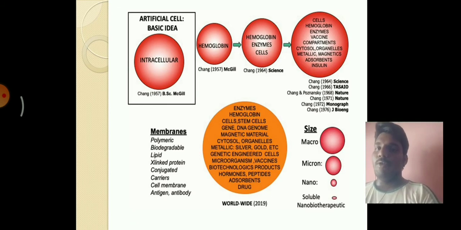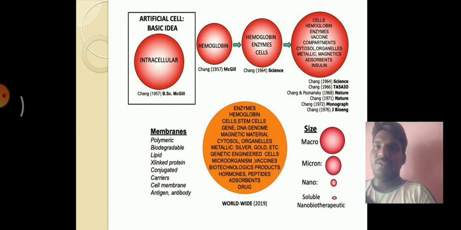For example, we can encapsulate pancreatic cells in the artificial cells and inject these cells into our human body. The pancreatic cells present in the artificial cells are going to release insulin when the glucose level is increased in our body. These artificial cells are available in different sizes: macro, micro and nano. Based upon the cellular content we choose the size of the artificial cell.